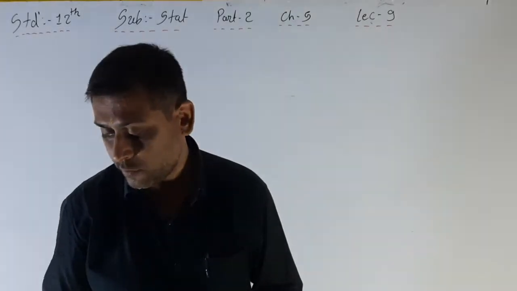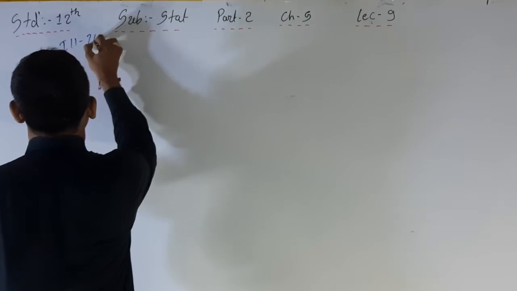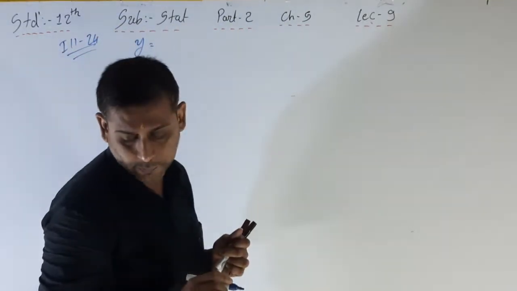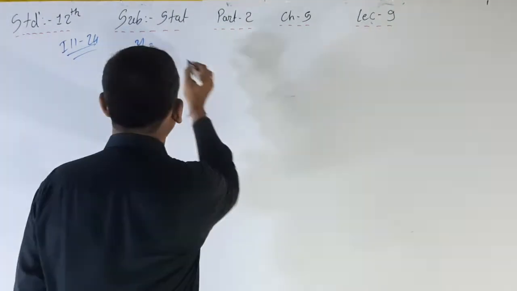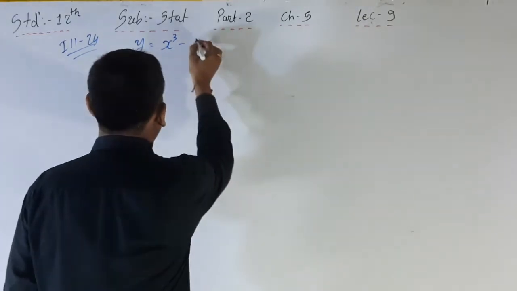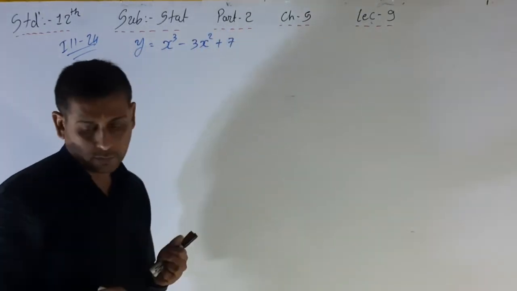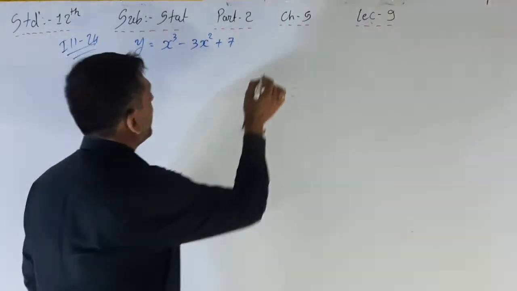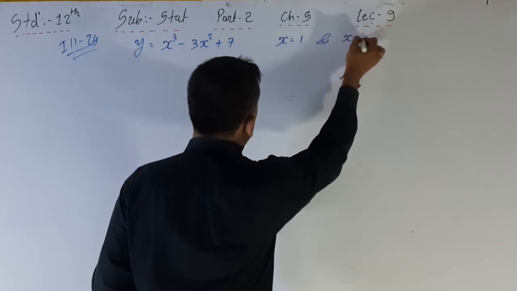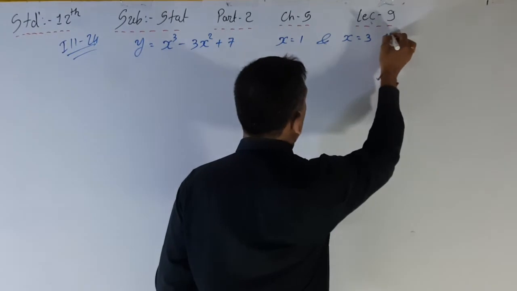So first of all I am writing the question, that is illustration number 24. y is equal to x cube minus 3x square plus 7, and we have to find out whether at x is equal to 1 and x is equal to 3 the function is increasing or decreasing.